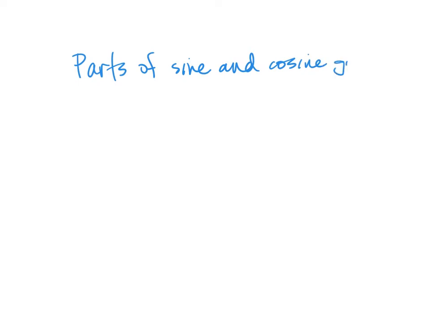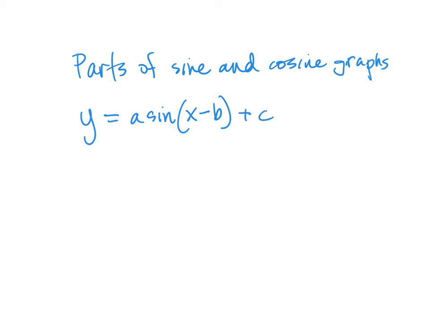Okay, this time we are going to talk about parts of the sine and cosine graphs. All right, so our general form is this: y is equal to A sine of B, and this would be our input, representing the angle, plus C. Now we're going to identify what those are.